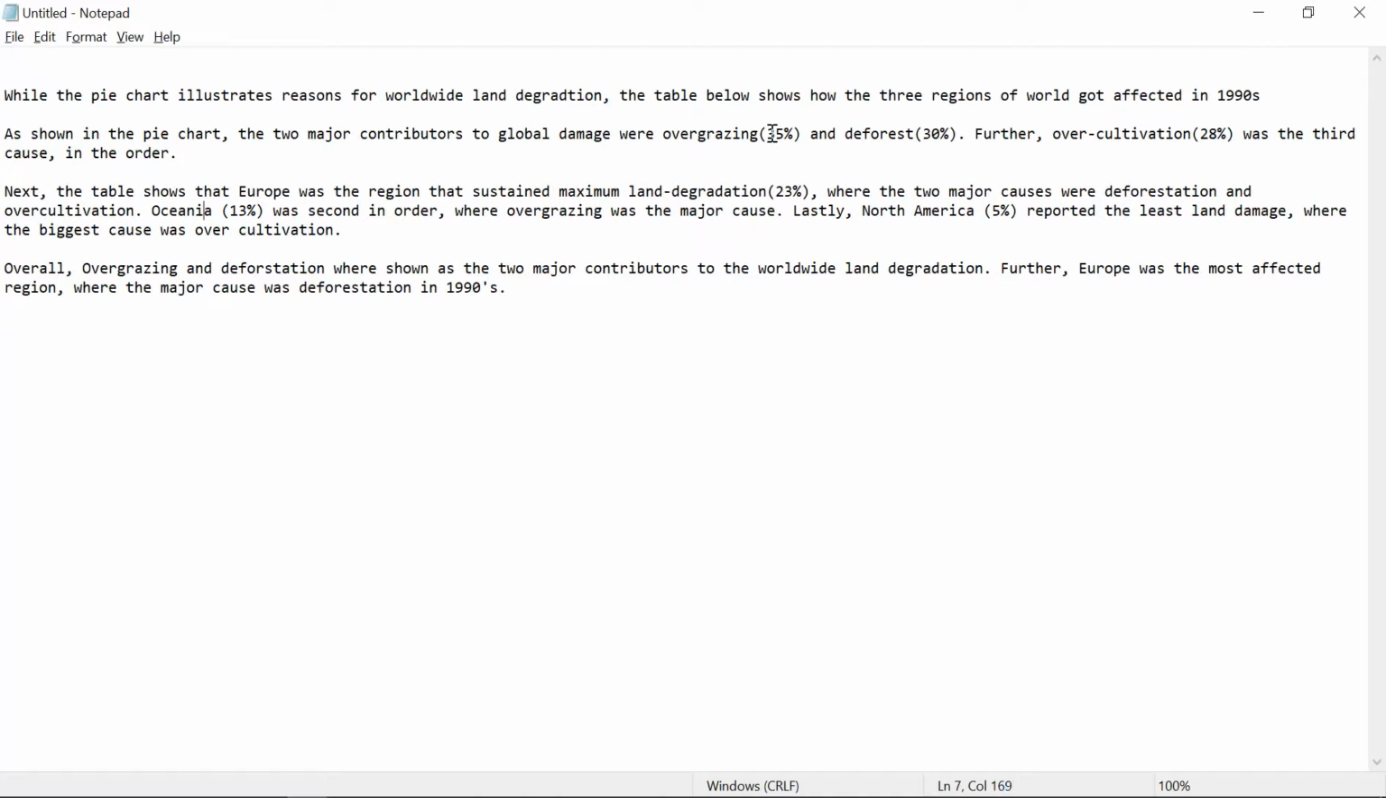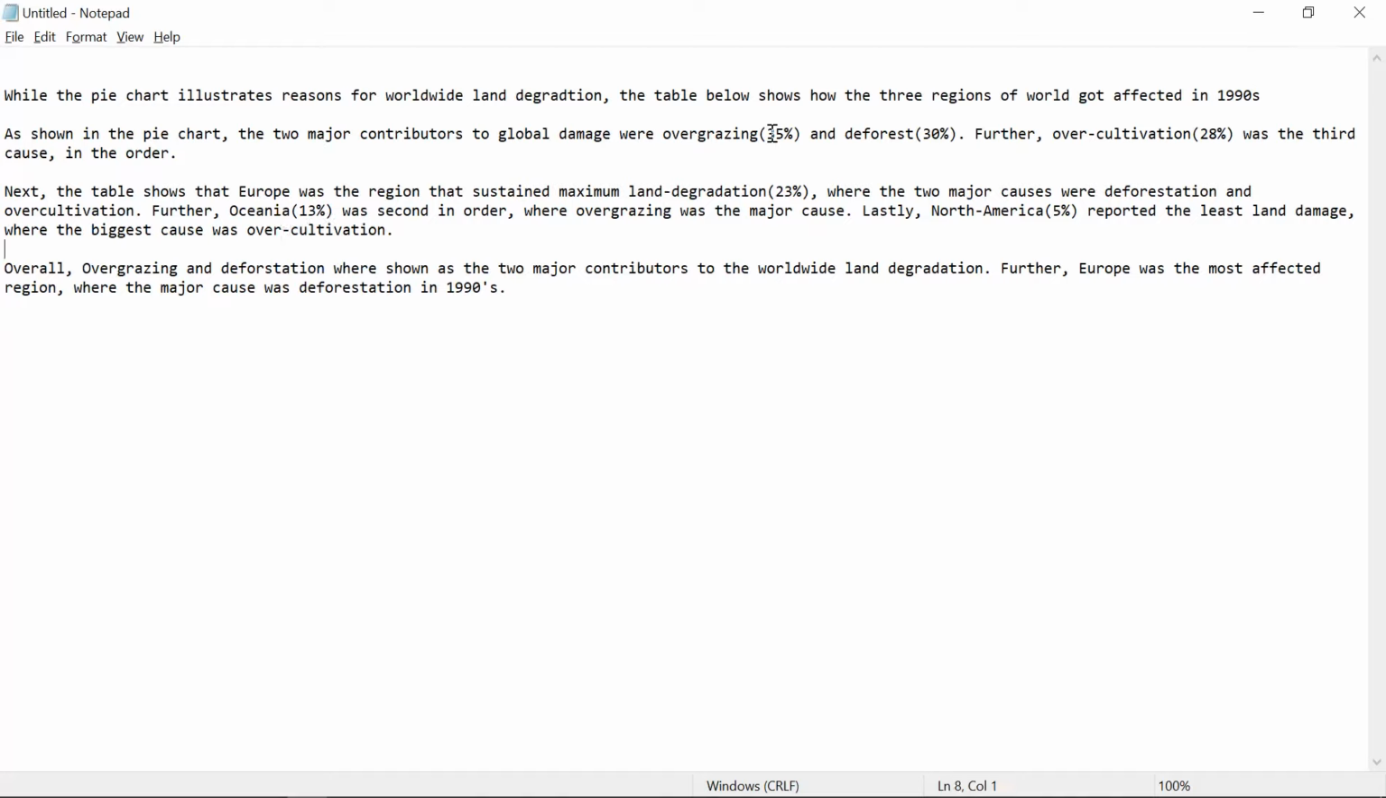Oceania 13% was further, I can write this. Oceania 30%, was second in the order, where overgrazing was the major cause. Lastly, North America should be written like this, and then I should do this. 5% reported the least land damage, where the biggest cause was overcultivation, and I should put a dash like this.